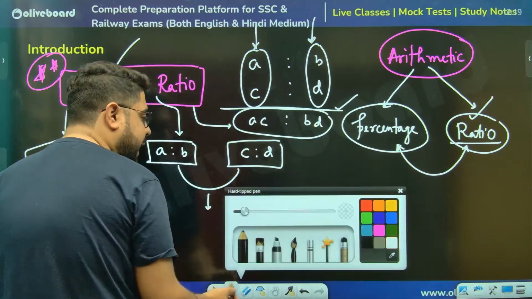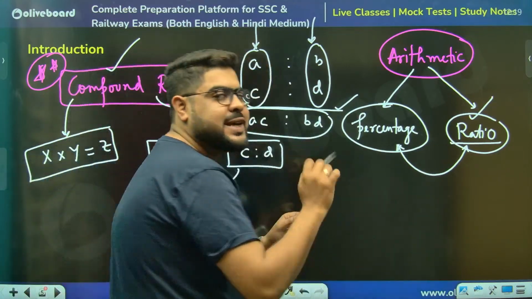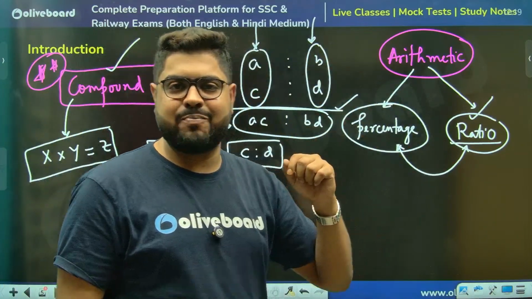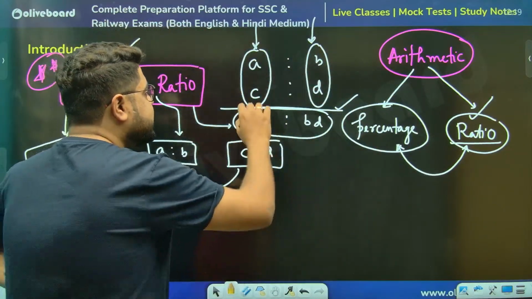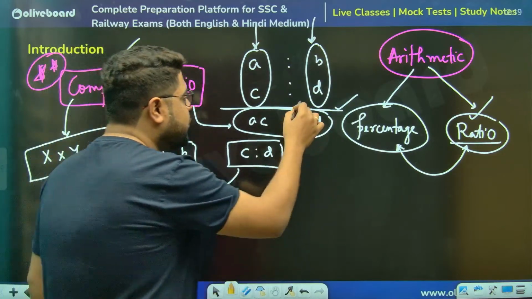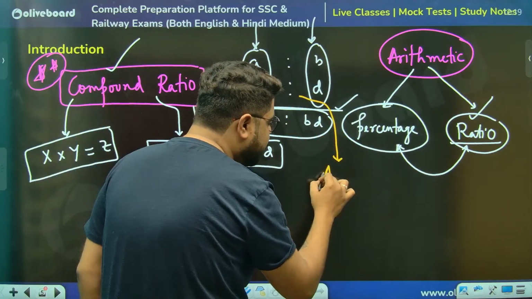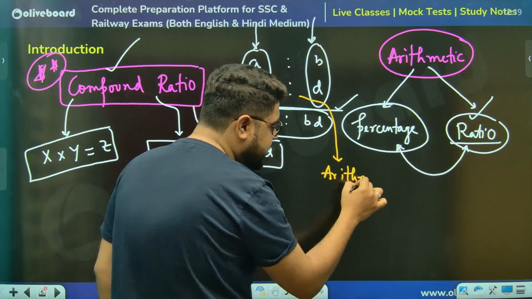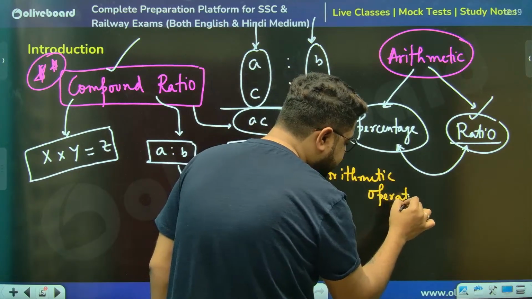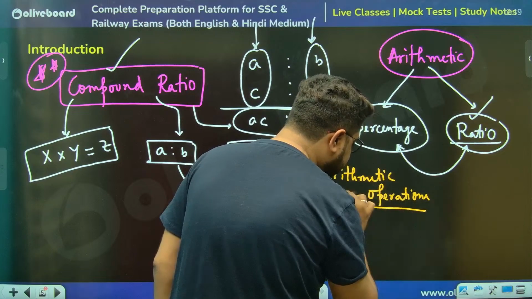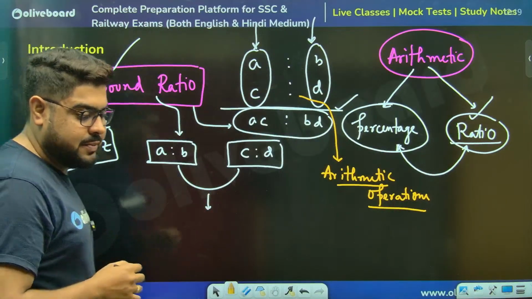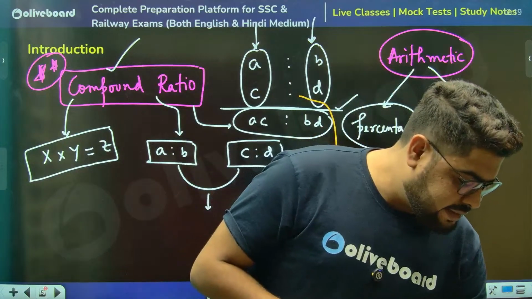So this is your compound ratio, sir. But again, what I am saying, please understand, whenever you are applying this, remember, if something can be cancelled over here, you can use your arithmetic operations over here. Now, what do I mean by arithmetic operations? Let me give you guys an example.